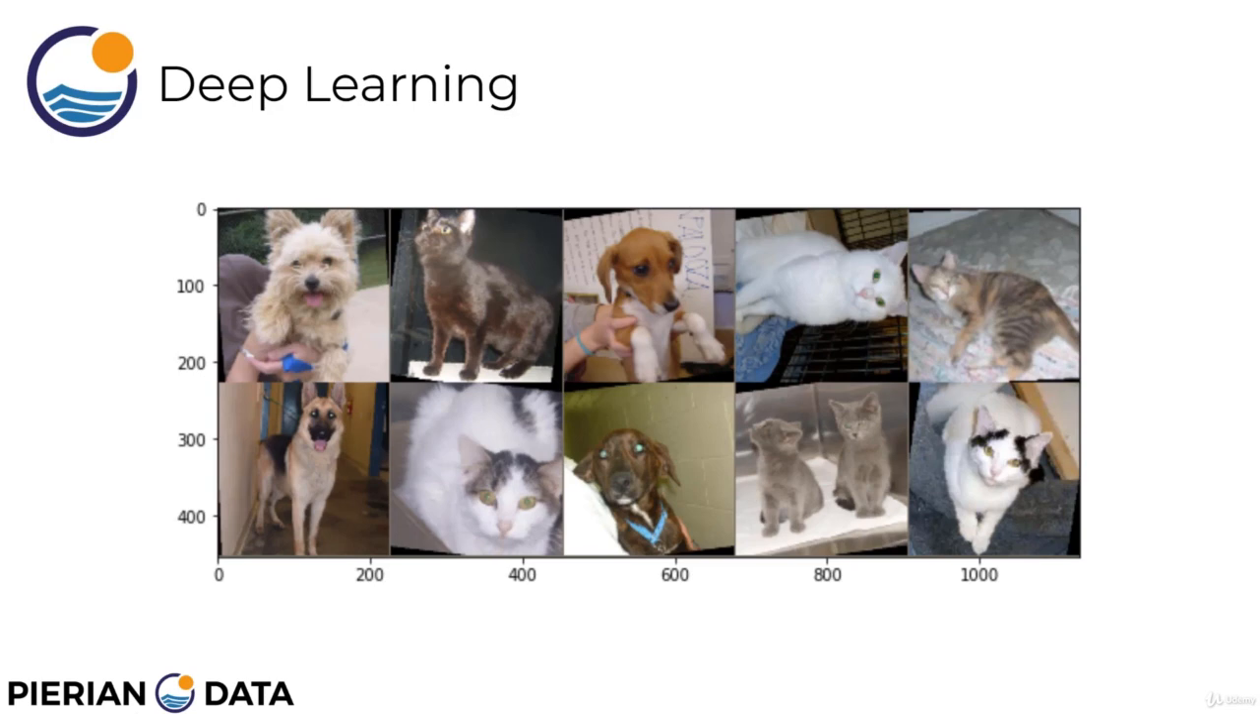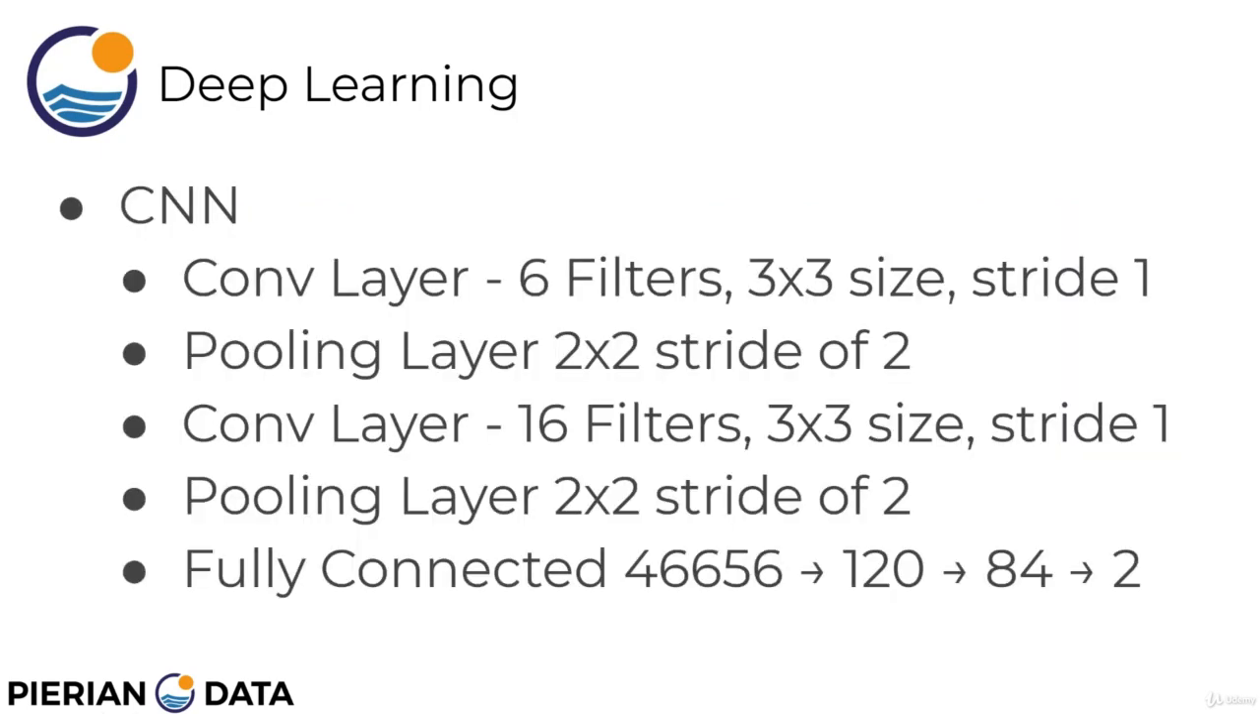So we can see here that these dog and cat images vary widely, and we can also see that we're going to be performing transformations on them. So you can see that some of these have been rotated.